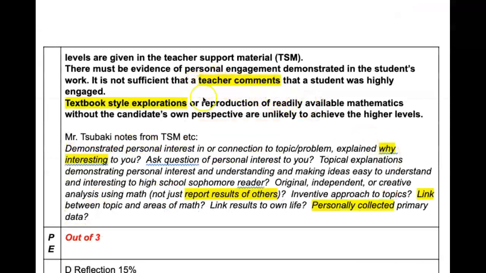Teacher comments that the student was highly engaged. That does not show personal engagement. I don't write things like that.